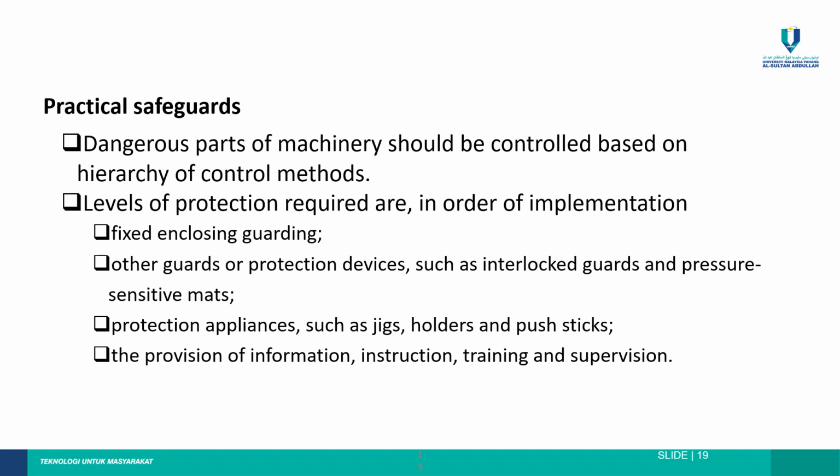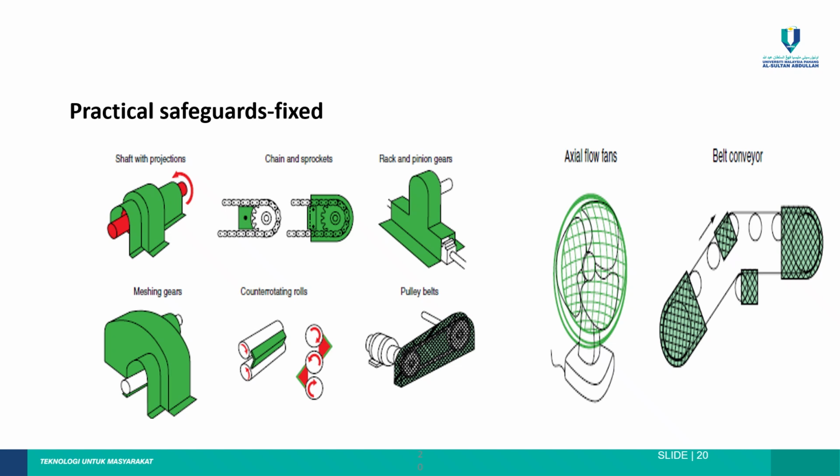Then we talk about the safeguard of the hazard that we have talked about. The dangerous part of machinery should be controlled based on the hierarchy of control. That's the keyword. And then we'll talk about some protection or guarding that is in place. If you buy proper equipment, the guarding is in place. If you buy not so good equipment, maybe the guarding is not in place. Okay, we have a look at some examples.